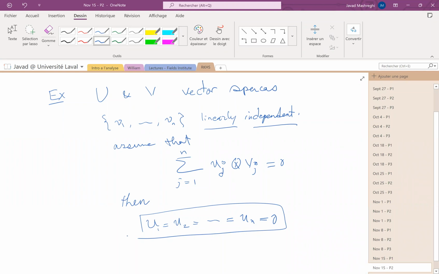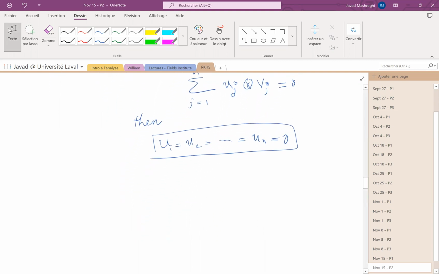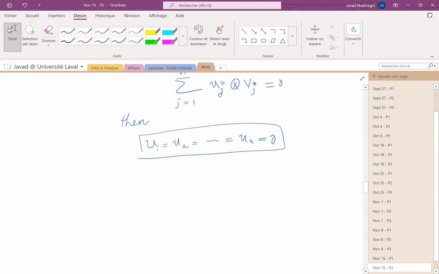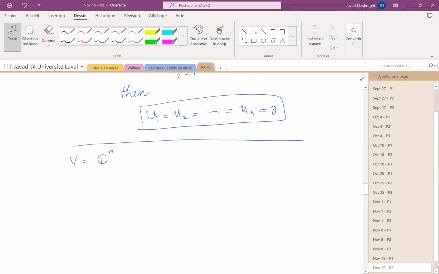So that is another advantage of working with independent sets. Another observation after this, and that's really interesting when we go to functional spaces: assume that V is equal to Cn. Then what is U tensor product Cn? Well, we know that Cn is the span of the canonical basis E1 up to En, where Ej has all components 0 except the j-th element, which is equal to 1.